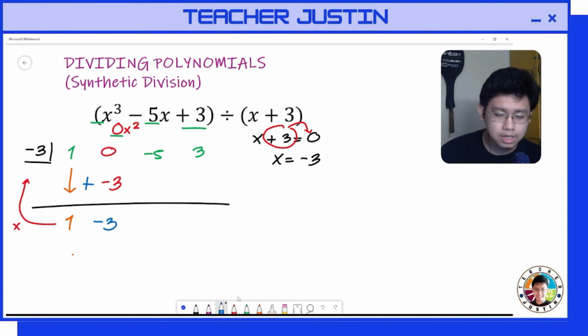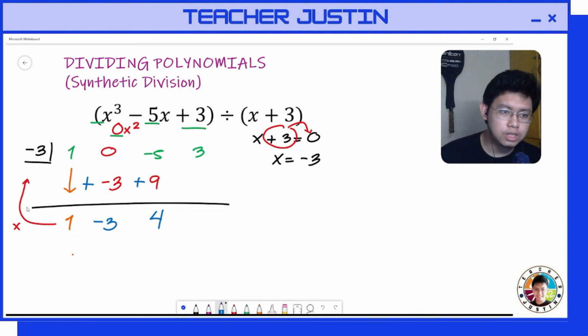Then let's repeat the same procedure. We multiply negative 3 and negative 3, that will give us positive 9. So let's place positive 9 here. Then let's add negative 5 and 9. So negative 5 plus 9, that is positive 4. Then let's repeat again.